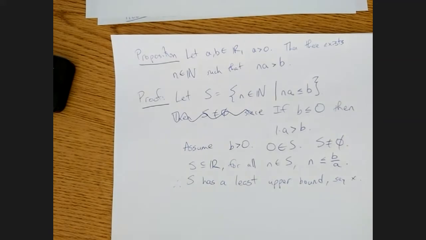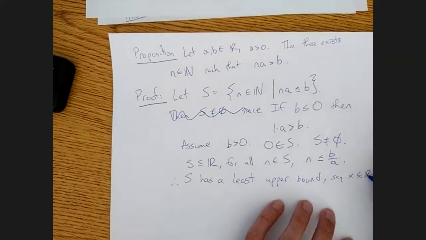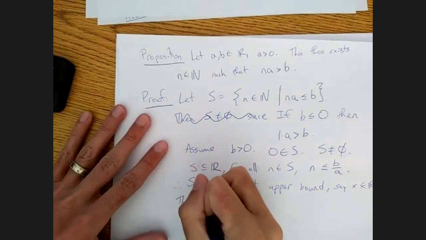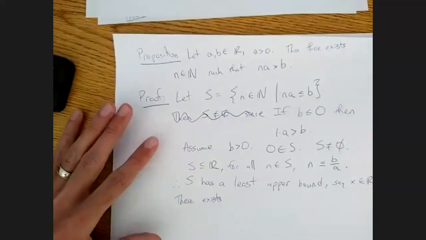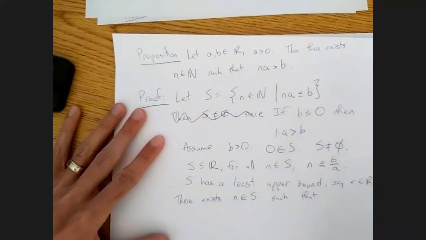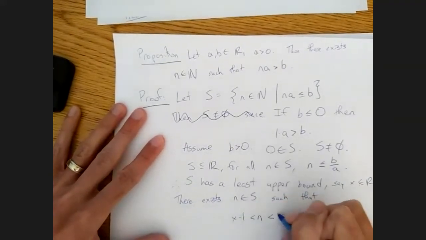And what do we do with this least upper bound? Well, we can say that for some small number, okay, so what can we say? We can say that there exists an element N of S such that X minus 1 is less than N is less than X.